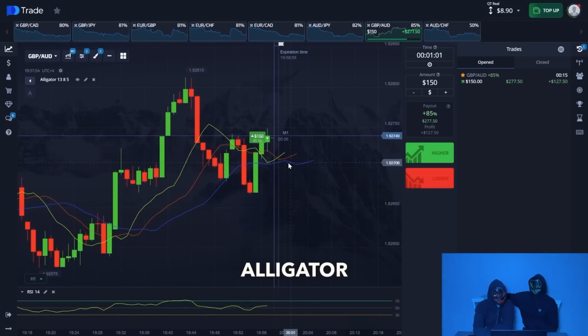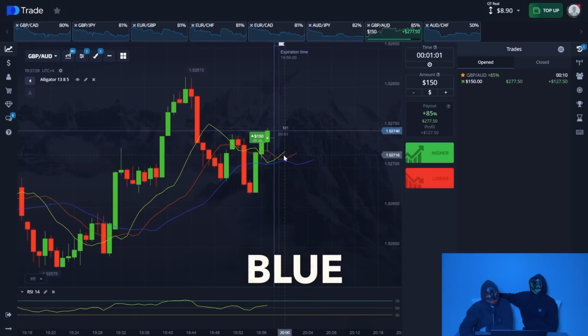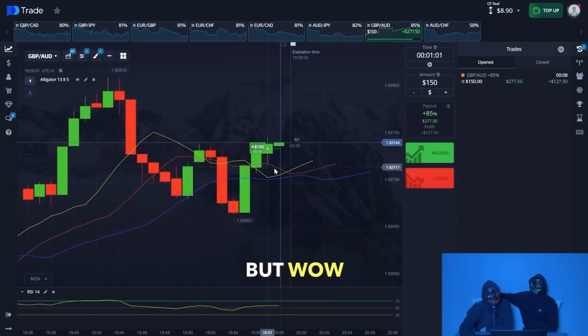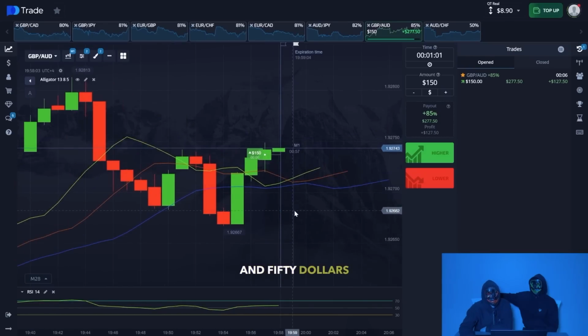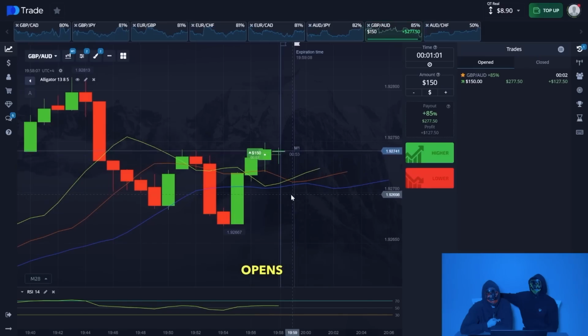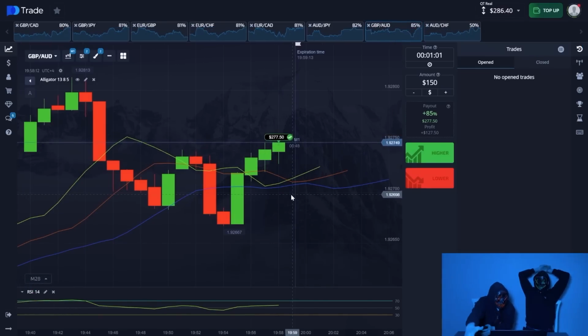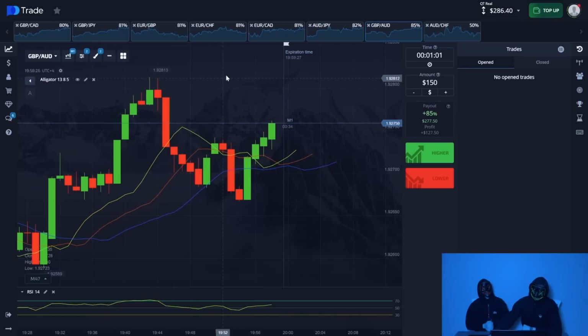According to the alligator indicator, we've got lips, teeth, and a jaw opening. Green, red, blue, very risky situation, but wow. My friends, $150 net profit, unbelievable. Let's move on. The green opens up to the next currency pair, and this, my friends, will be the final trade. We won't be translating this.